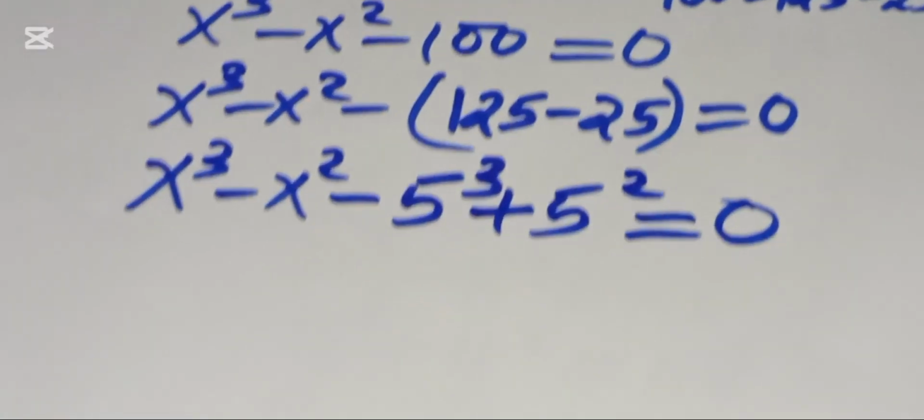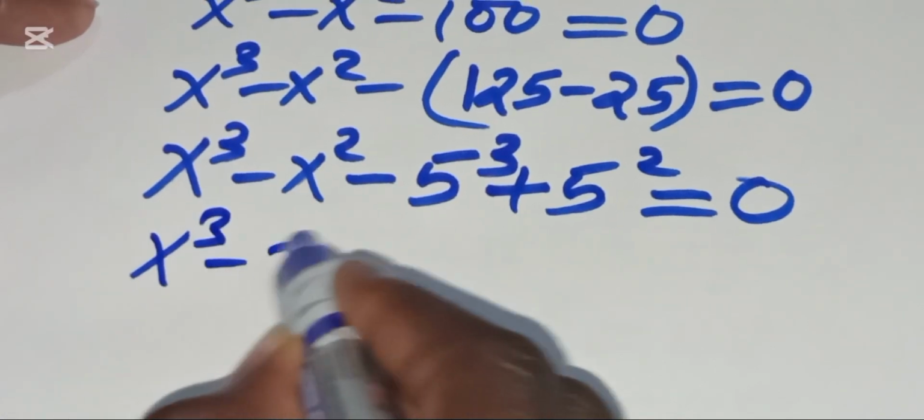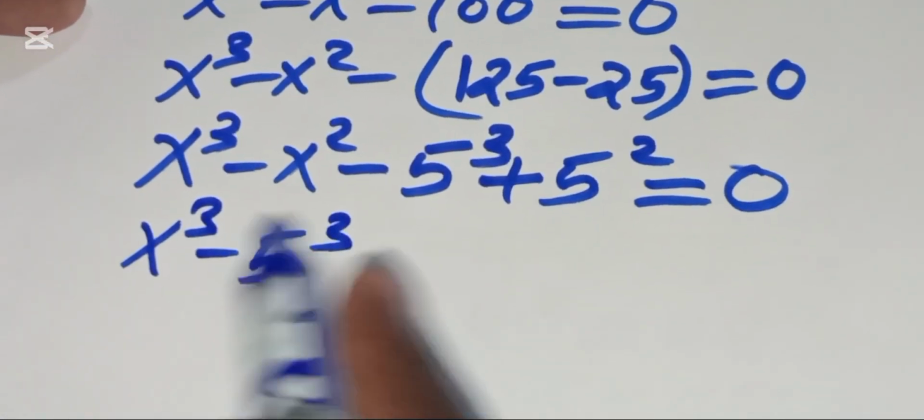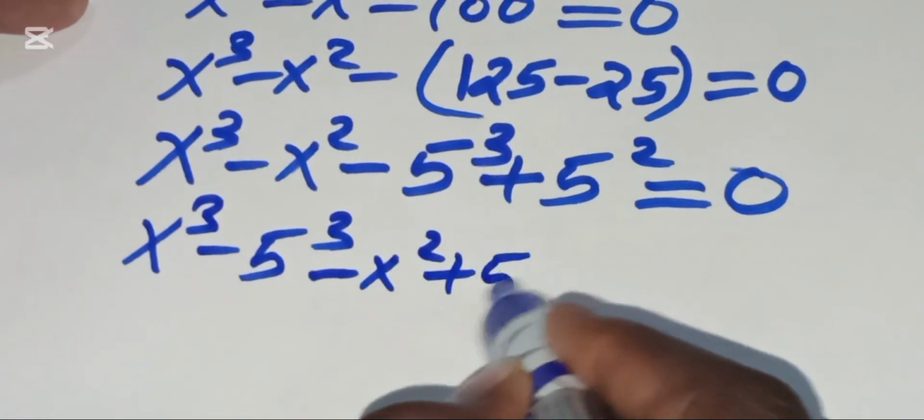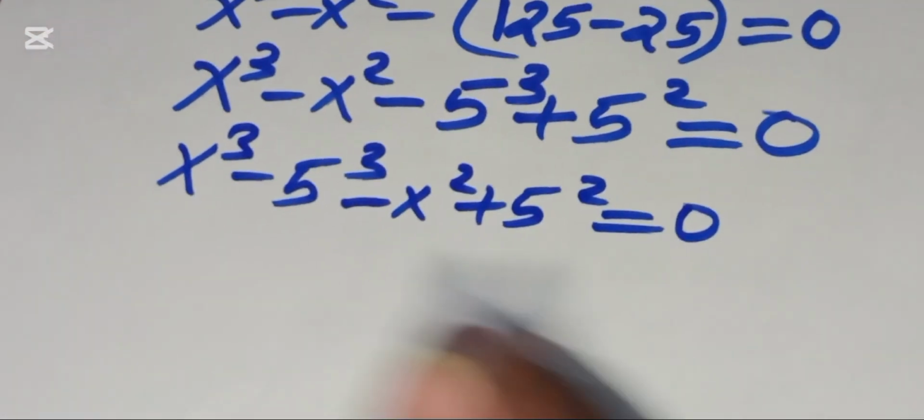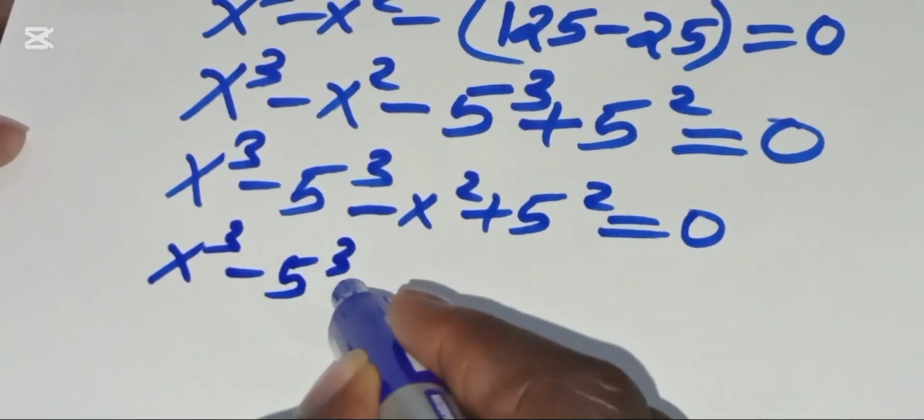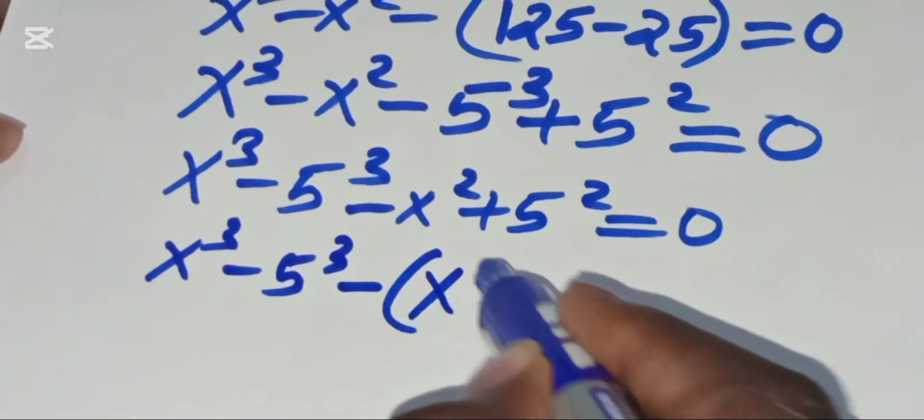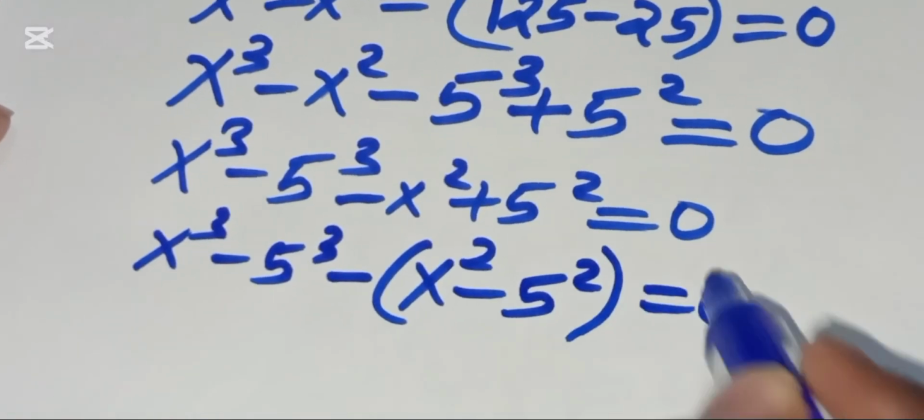Now from what we have here, let's combine x cubed with 5 cubed, okay? They have the same exponent. Subtract x squared plus 5 squared. This is equal to 0, okay? Which is the same thing as x cubed subtract 5 cubed, subtract, now into the bracket, this is the same thing as x squared subtract 5 squared. This is equal to 0.